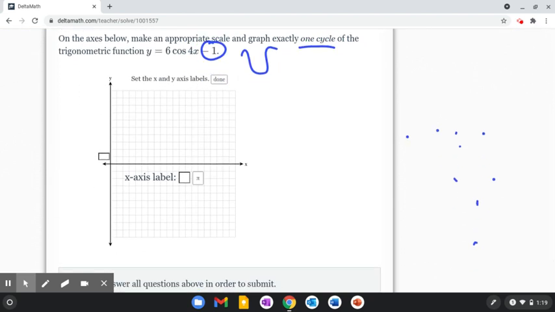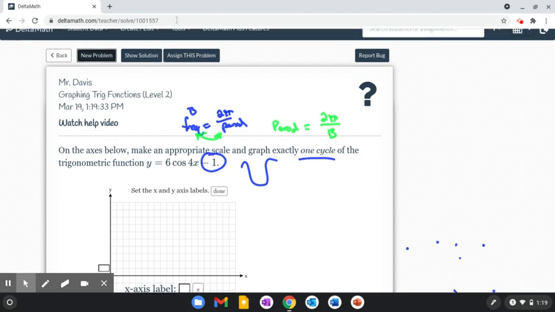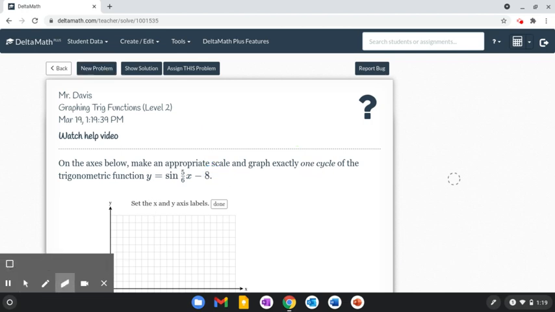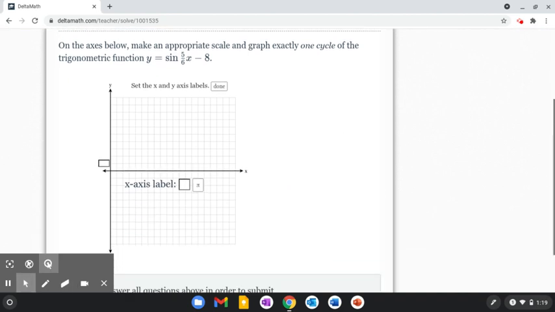All right. Let's go ahead and see if we can get a little bit different one. All right, here's a sine. This one's going to be a little easier because there's no amplitude here. Let's do this one real quick. So amplitude is just 1 because there is nothing.